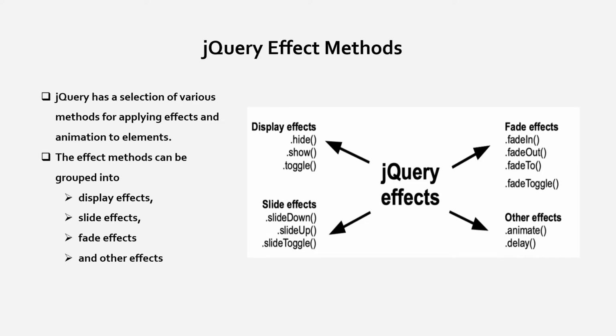Apart from all these things, we have the animate effect and delay. Animate is used for animating things. Delay means delaying things. Even in fade we can include delay, and in other effects also we can include delay for displaying that thing. This is about jQuery effect methods.